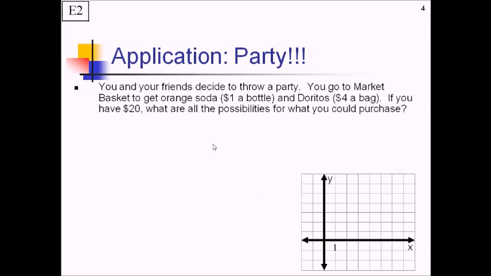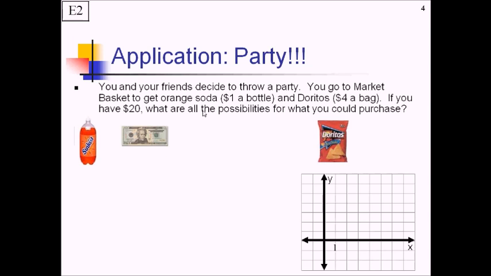All right, it's party time. Let's say you and your friends decide to throw a party. You go to Market Basket to get some orange soda, $1 a bottle, and some Doritos, $4 a bag. It's an orange party, apparently. Let's say you have $20. There's Andrew Jackson. We want to know all the possibilities for what you could purchase.